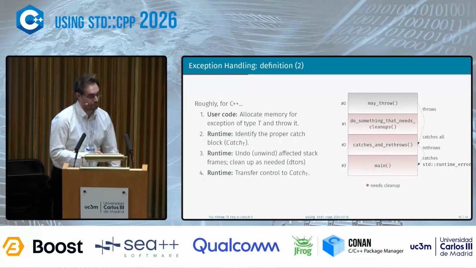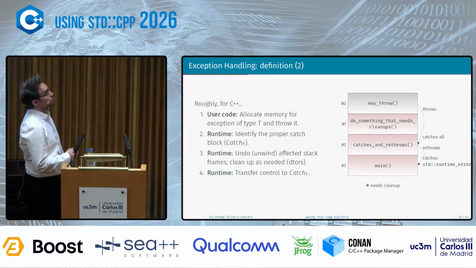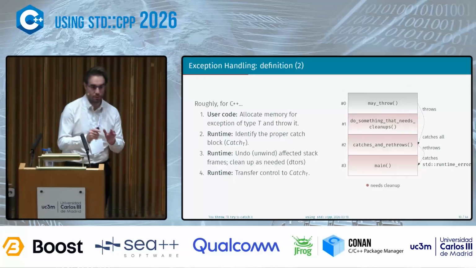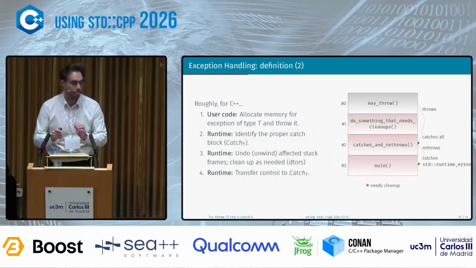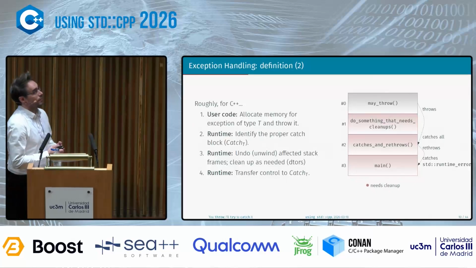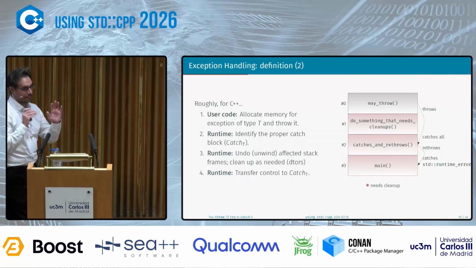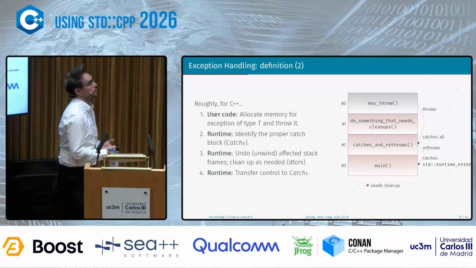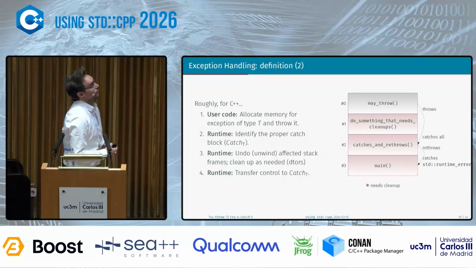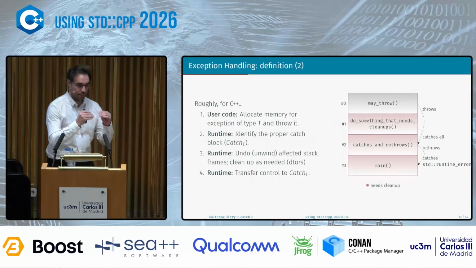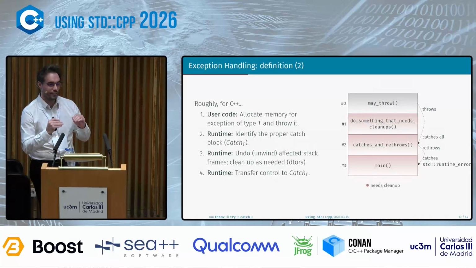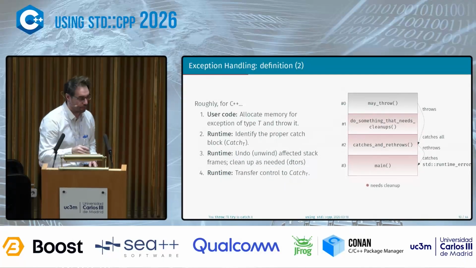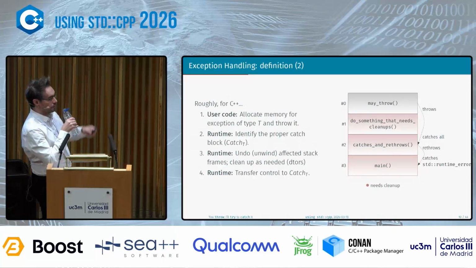But let's try to dive a bit more. Roughly for C++, this means that we will have some user code that will allocate memory for some exception type that you are going to throw, and then we throw it. Then the runtime library is going to identify automatically the proper catch block that needs to catch this thrown object. And then we will start a process that we call unwind, that will try to undo the stack frames on your call stack, and then we will end up transferring control to the catch block, which we call catch T.